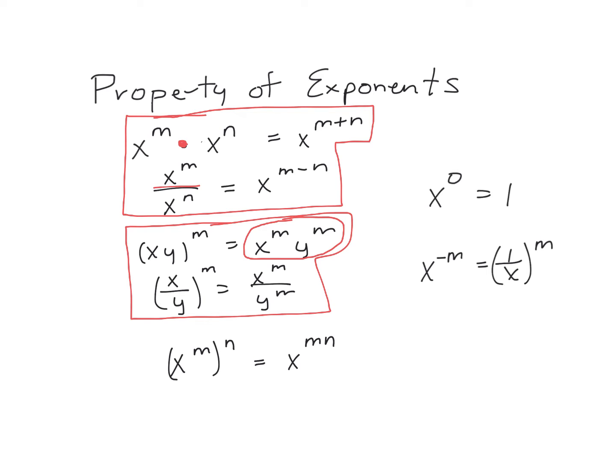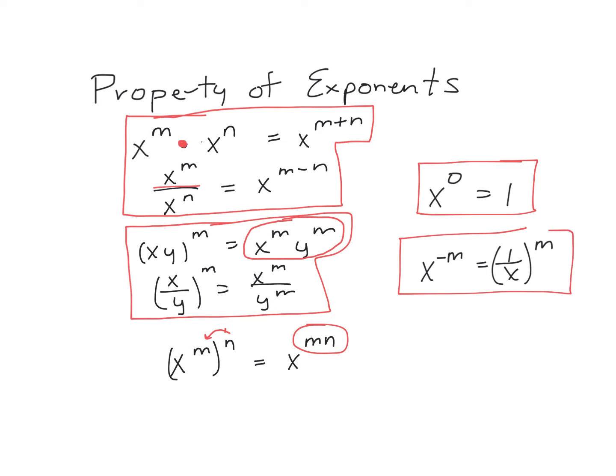Remember, power of a power, we're going to keep that base and we're going to multiply. Anything to the zero power, property of zero, is always 1. Anything to the negative power, we're going to take the reciprocal of that base and take it to the positive power.